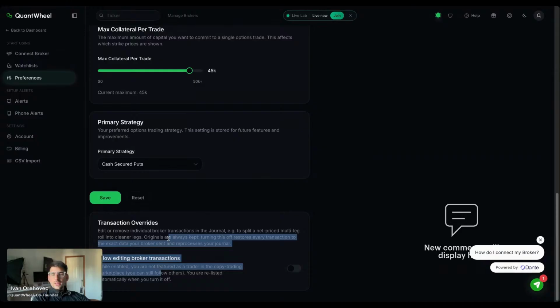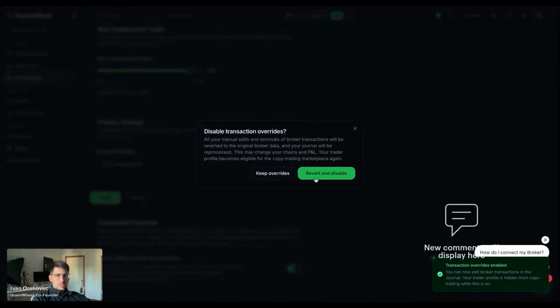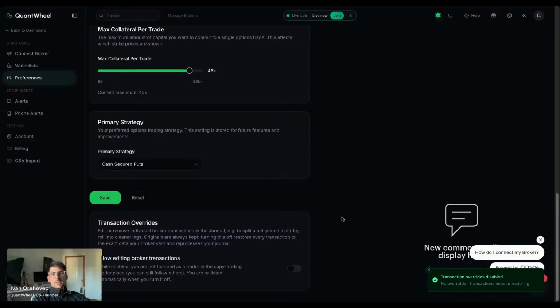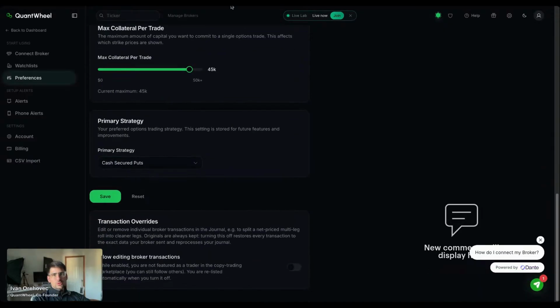And then let's say you start overriding a bunch of stuff and you decide later in the future you want to get featured as a copy trader, you can just revert all of the overrides for the journal right here. So it's a two-way door. You can do either or, and you won't lose much.